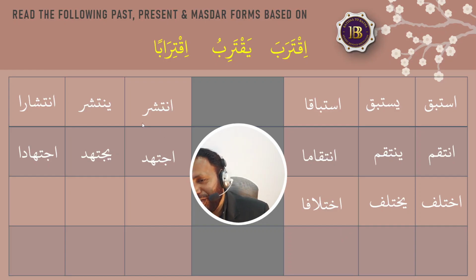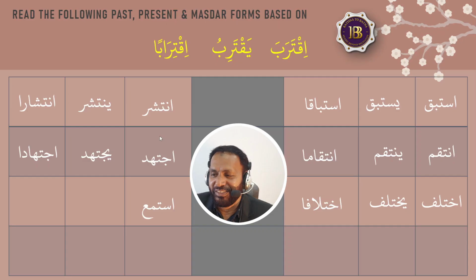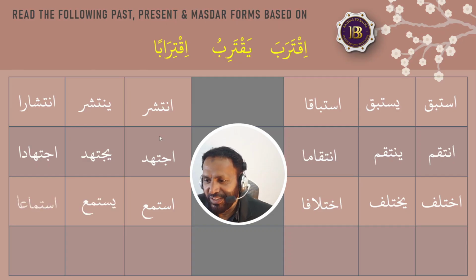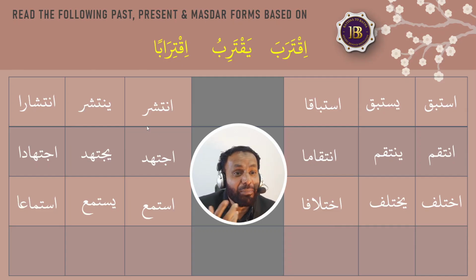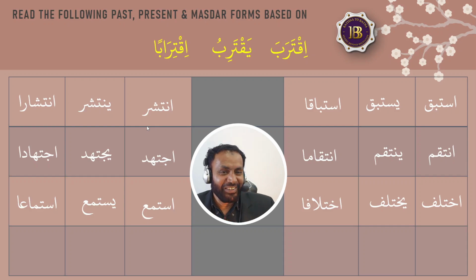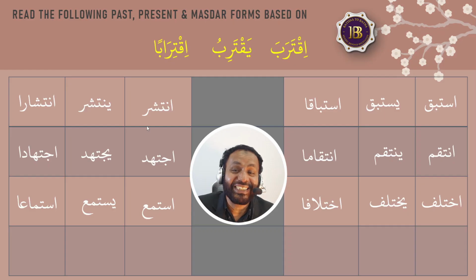Istama'a yastami'u istima'an. Remember, this is istima, not ijtima. Ijtima is from jama. What do you mean by ijtima? The root is jama. Put into this family, it becomes ijtima. Jama means to gather, together. Similarly, istama is from sama.